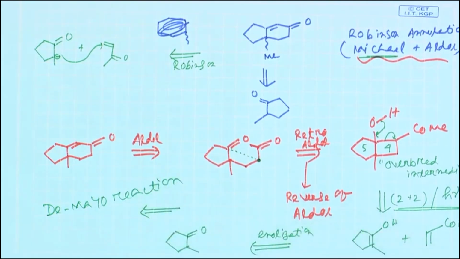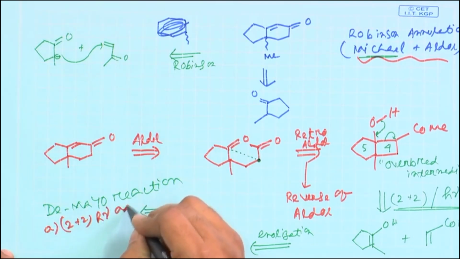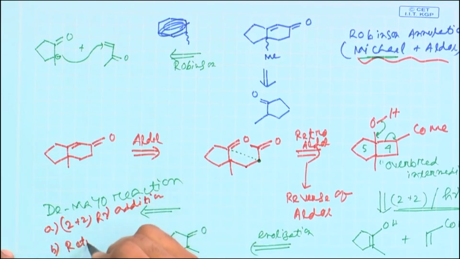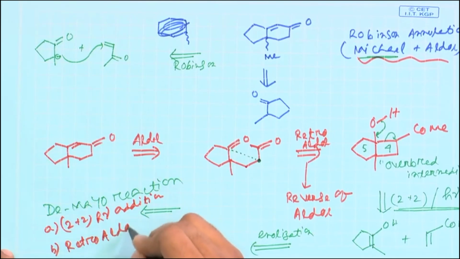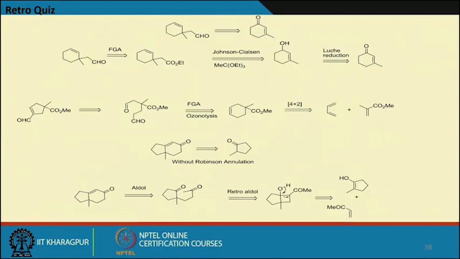What is the De Mayo reaction? The De Mayo reaction is basically a combination of 2+2 photocycloaddition, photochemical addition I say, and a retroaldol reaction. So, the De Mayo reaction is basically a combination of a 2+2 h nu photocycloaddition and a retroaldol reaction, and it is a very significantly useful reaction, significantly important reaction. You will find in the couple of next slides when you talk about more transformation based approaches, and you will find that the De Mayo reaction is absolutely brilliant to work with.